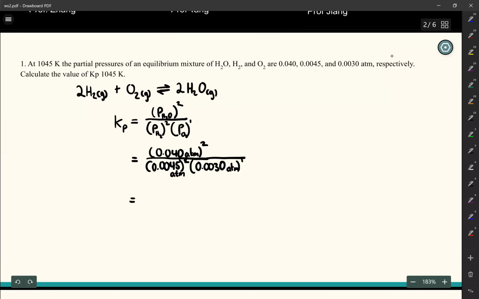So we can plug this into a calculator and we would get something close to 2.6 because there are 2 sig figs times 10 to the 4th. Our units would be in atmospheres to the -1 because we could cancel out 2 of the atmospheres. And this would be at our chosen temperature of 1045 Kelvin.